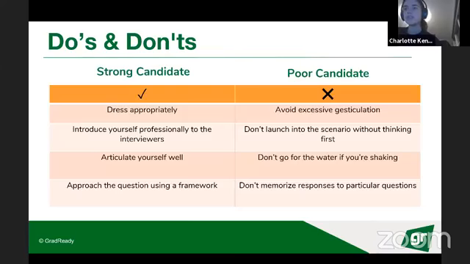So, do's and don'ts. Some of these are explanatory, some of these aren't. We'll go through the do's first. Number one, dress appropriately. What I found is that a lot of people tended to dress very, very formally for their interviews.